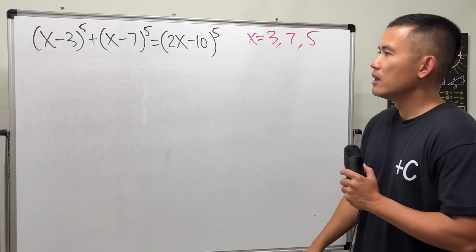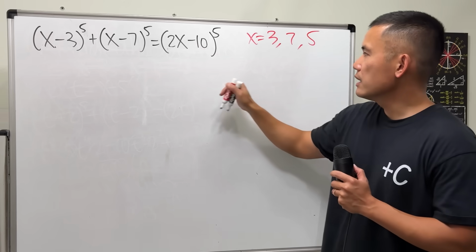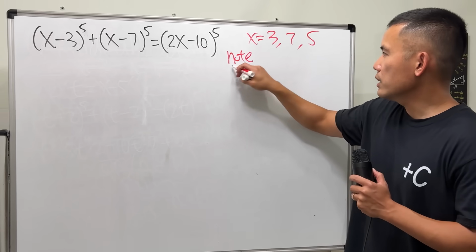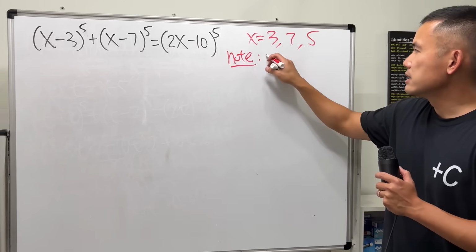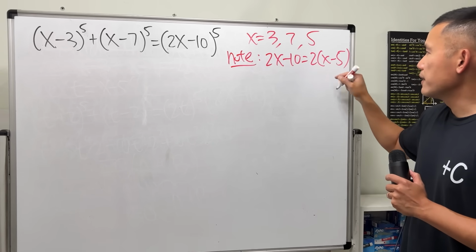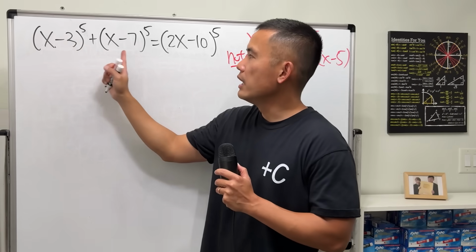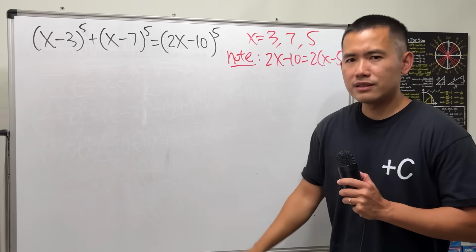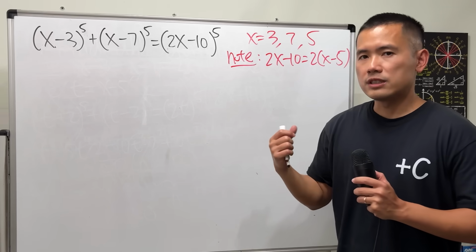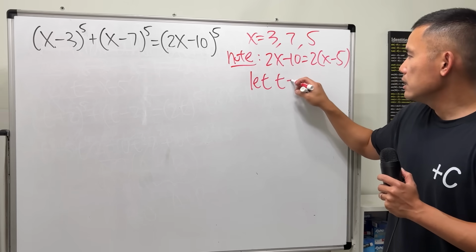Check this out. Firstly, because the inside here plus the inside here is equal to this, I will just put a note real quick. 2x minus 10, we can factor it, and that's 2 times x minus 5. And this right here happens to be the middle of x minus 3 and x minus 7, which is super nice. So we'll do a substitution first. I'm going to let t equal this.